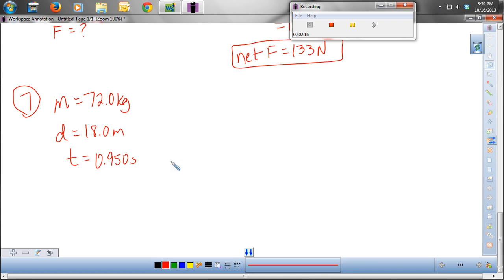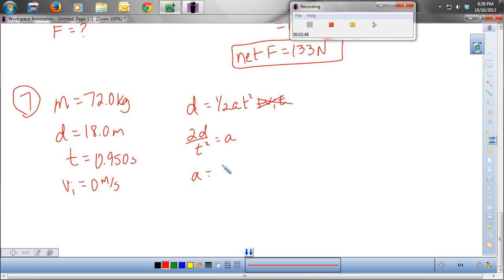And what else do I know? That looks like it. So what I said was, well, I know that he's going to start with an initial speed of 0. So I can say d is equal to 1/2 at squared plus vit. The distance is going to be 18 meters. I'm looking for the acceleration, so 2d over t squared should give me a.